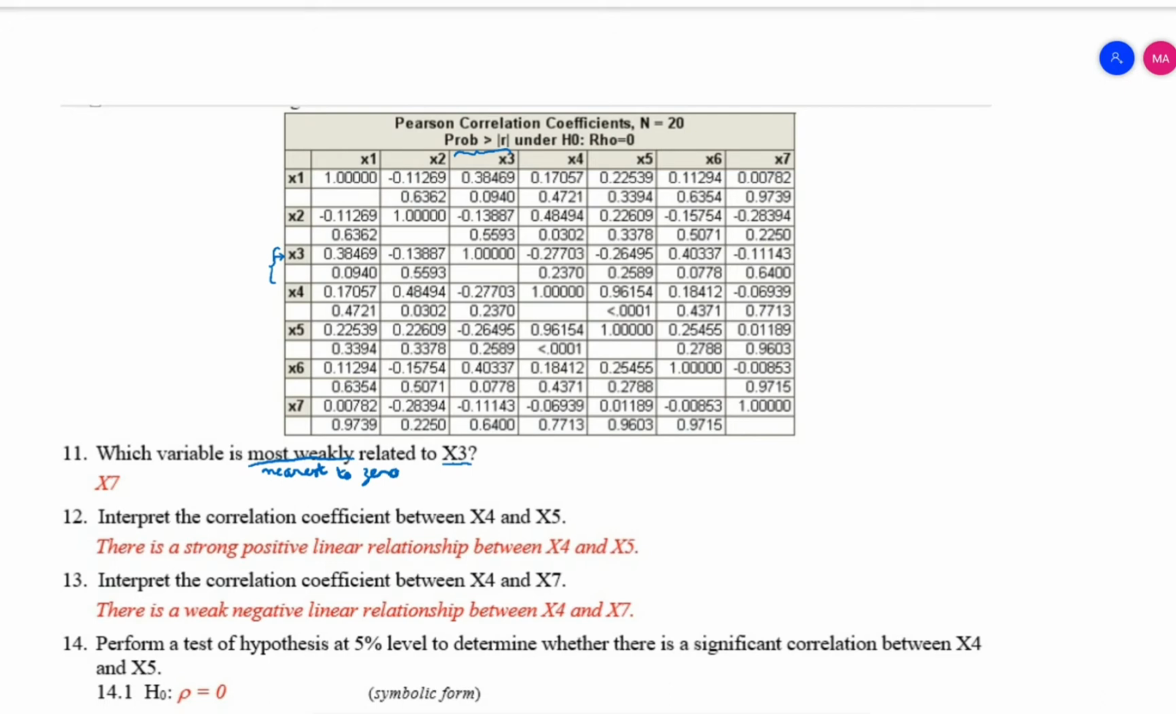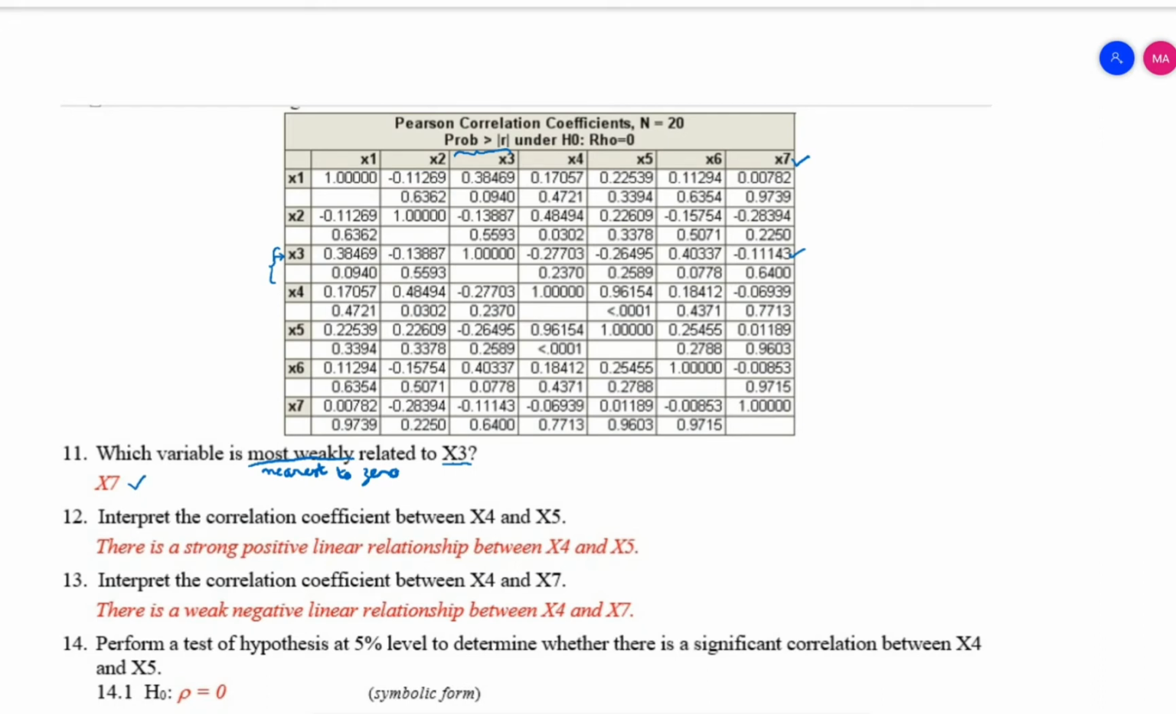It may be positive, it may be negative. The nearest to 0 is the weakest. So we don't need to care about the sign, only the magnitude. 0.38, 0.13 is lower, then 0.27, 0.26, 0.40, and 0.11 is the lowest. Therefore for X3, X7 has the weakest correlation with X3.